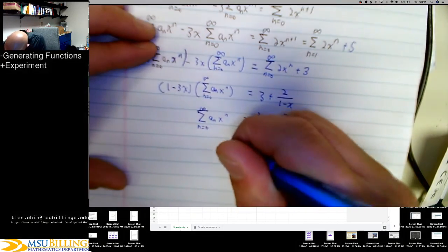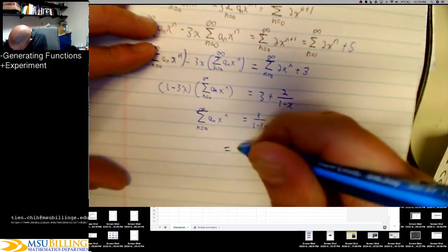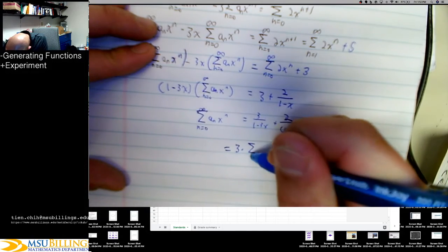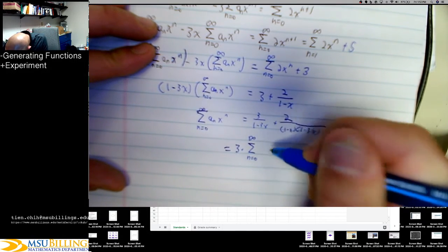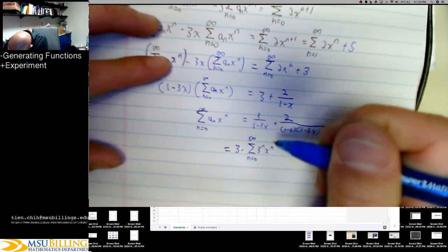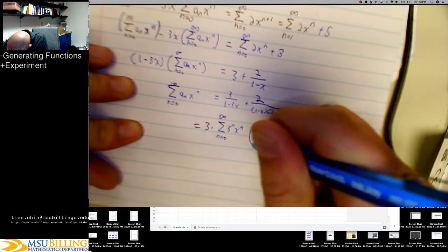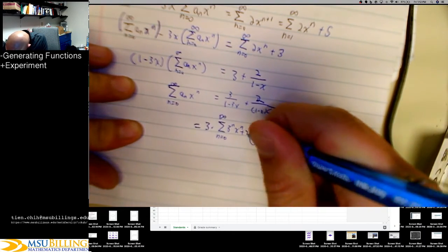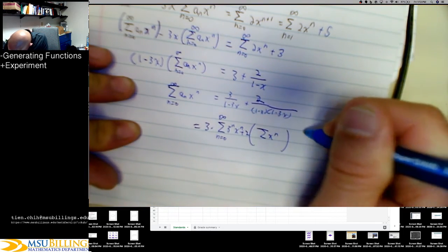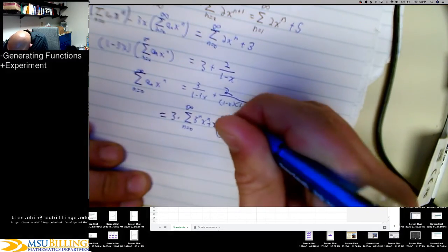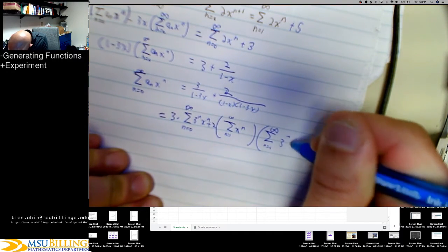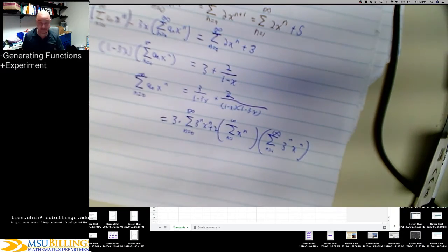The punchline here is that 3 over 1 minus 3x, that's 3 times 1 over 1 minus 3x, which is the sum n equals 0 to infinity of 3 to the n x to the n, plus 2 times the sum x to the n, n goes from 0 to infinity, 3 to the n, x to the n.